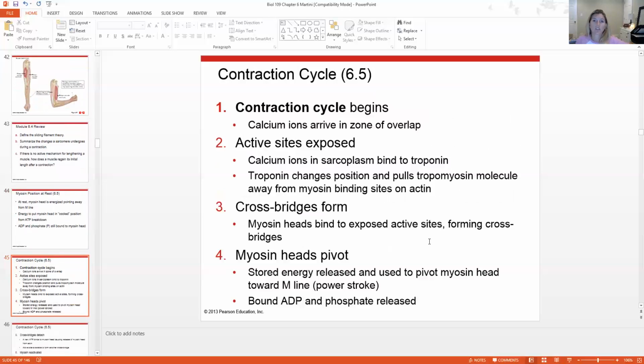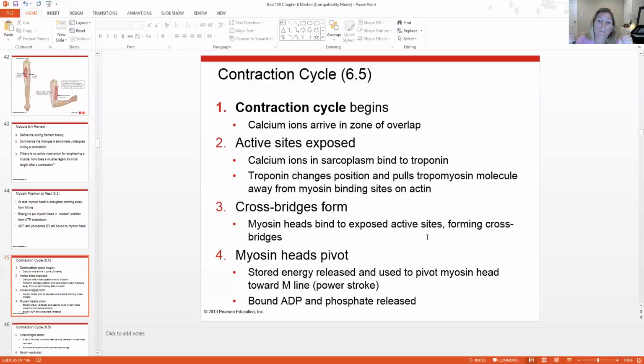So let's talk about this contraction cycle. Remember, we left off with calcium being released from the sarcoplasmic reticulum. So now we have to look at what's actually happening on the myofibril that's causing this contraction. So that neuromuscular junction ultimately depolarizes the muscle fiber, causing sodium to rush in. That's causing the calcium to be released from the sarcoplasmic reticulum. So once calcium arrives in that zone of overlap, the active sites can be exposed.